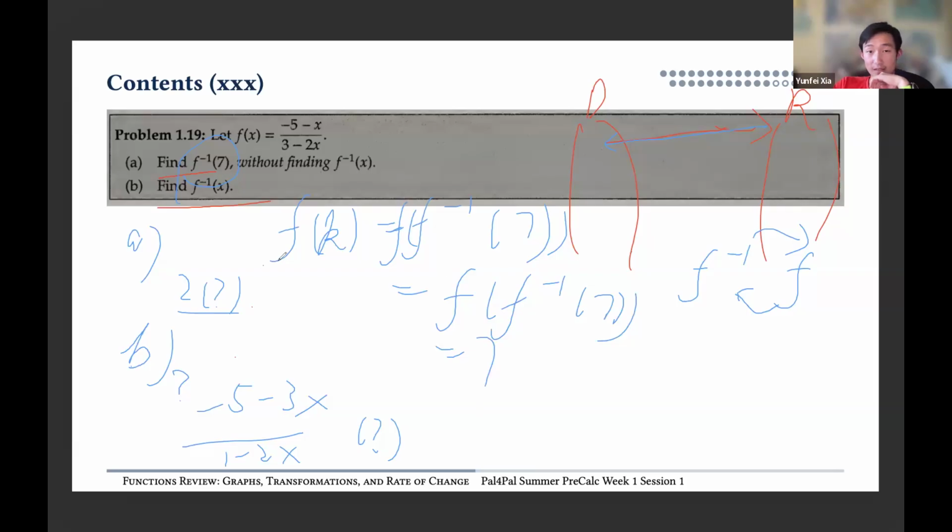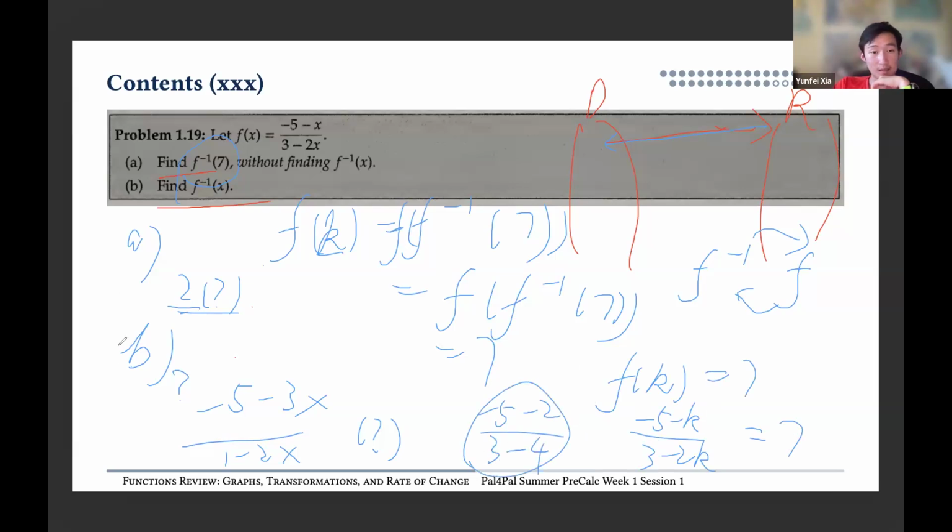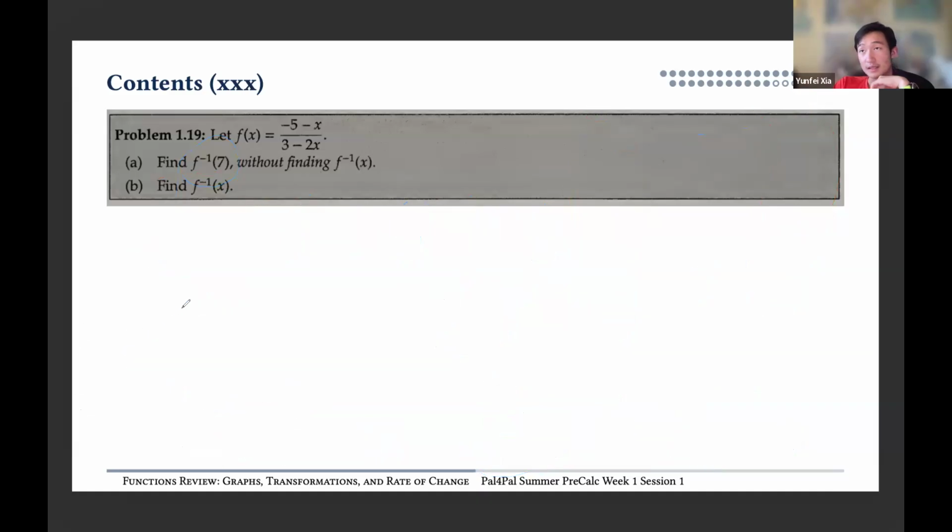So you're finding some value of k such that f of k is equal to 7, and you solve it. f of k is equal to (-5 minus k) over (3 minus 2k), which equals 7. I don't really want to solve it, but you can plug in the 2 here. So -5 minus 2 over 3 minus 4 is indeed 7. And we seem to have some answers for B.